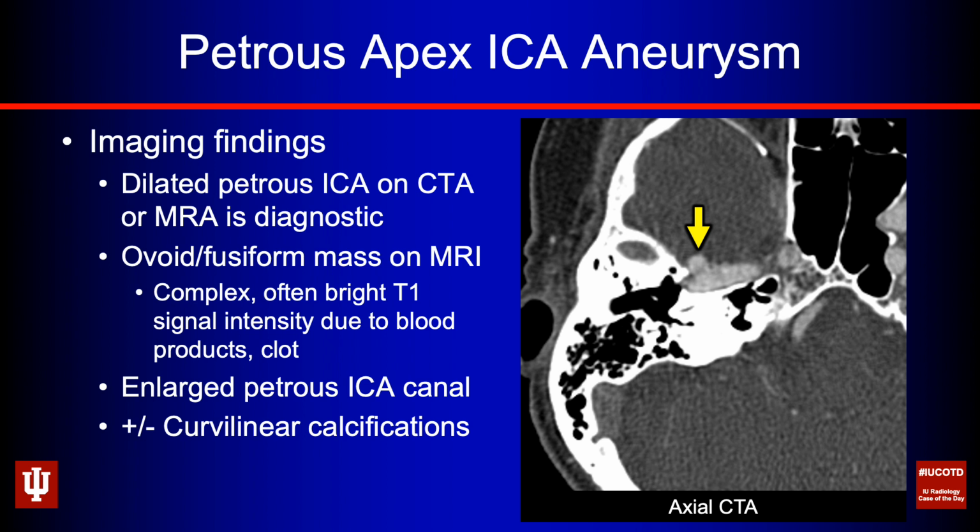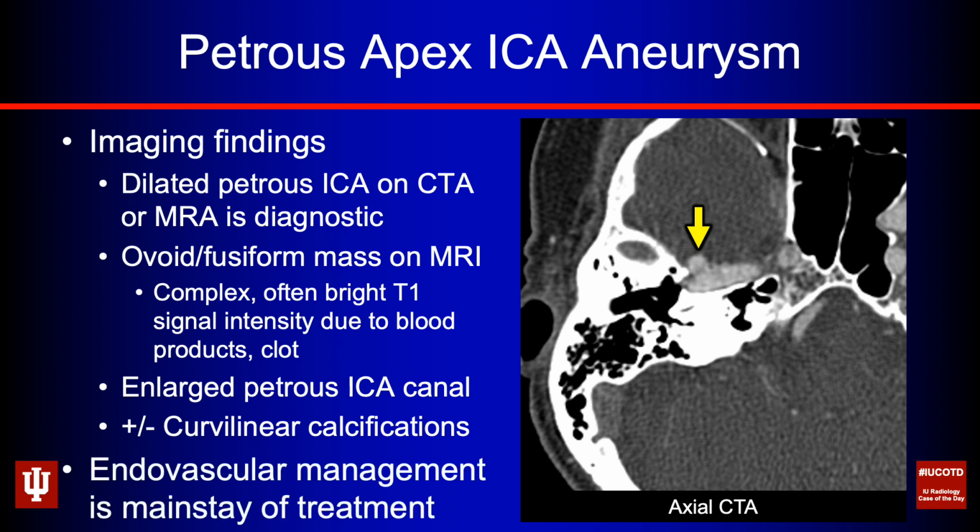Now, fortunately, endovascular management is really the mainstay of therapy here, just because you can put a stent or something across it, or maybe even a flow diverter across it as well. So less commonly do we see open surgeries for this particular segment of the internal carotid artery.